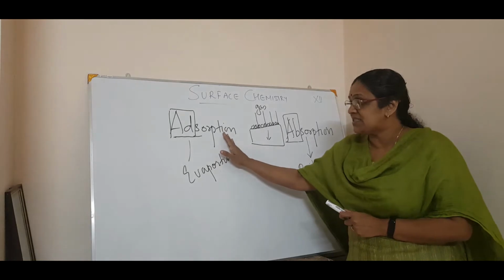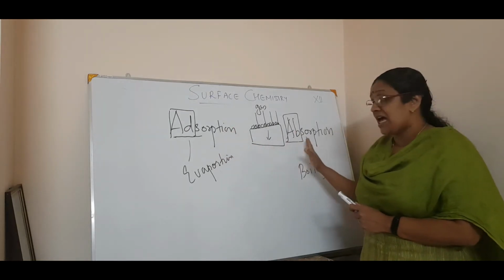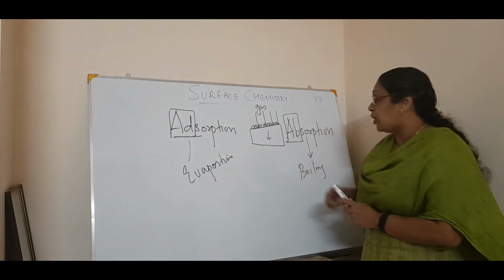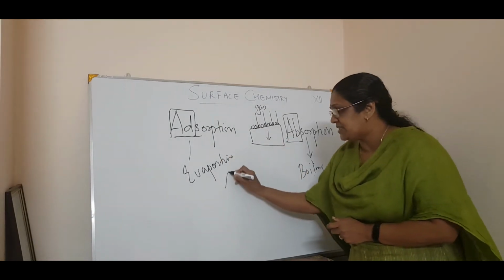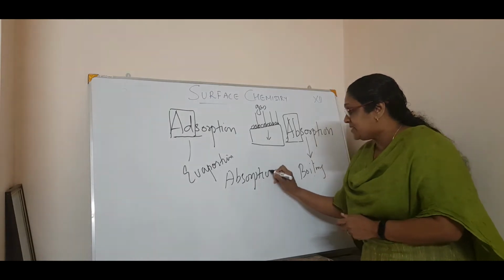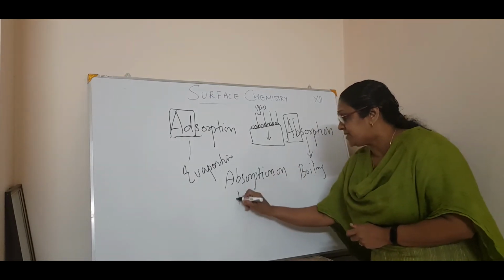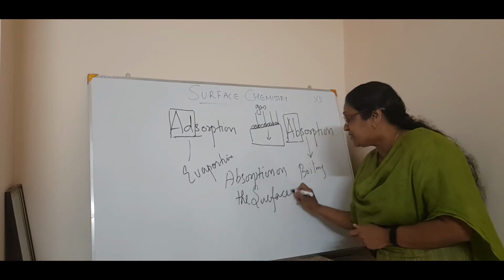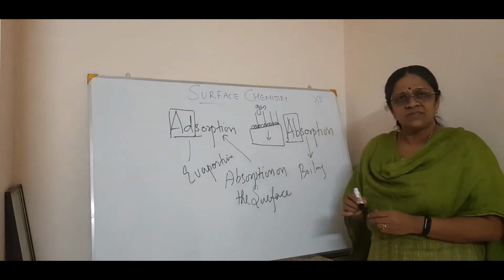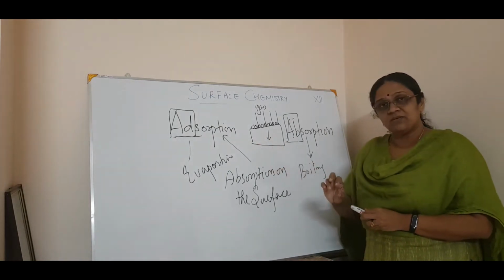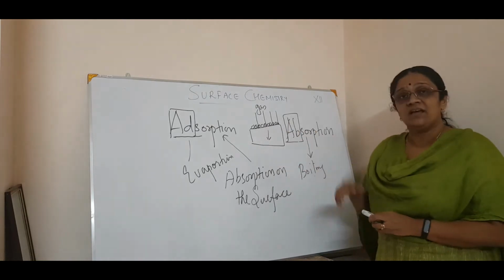These two terminologies, that is adsorption as well as absorption. Adsorption is nothing but absorption on the surface. You can just simply say absorption on the surface is called as what? Adsorption. In a simple way. So you got this concept clear? Simple. It is adsorption and absorption.